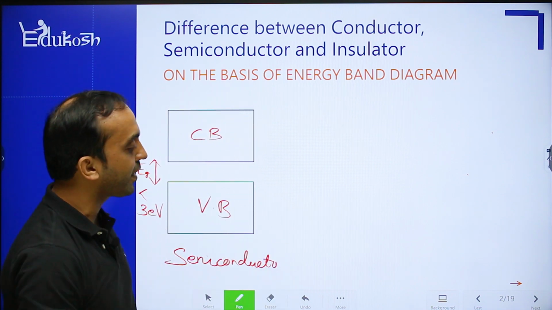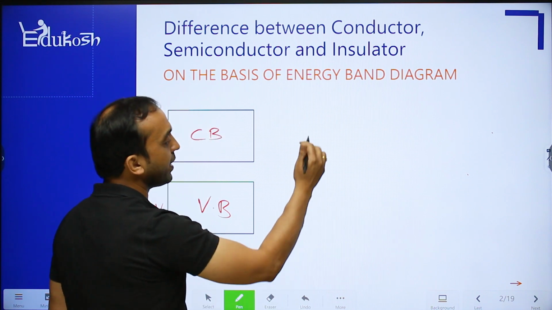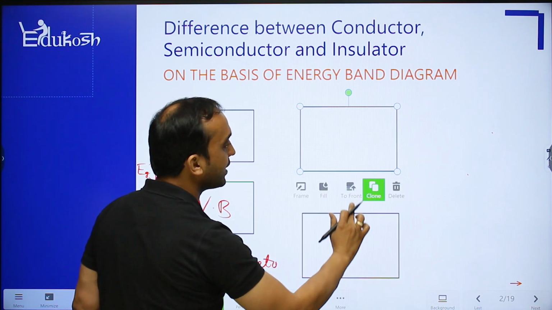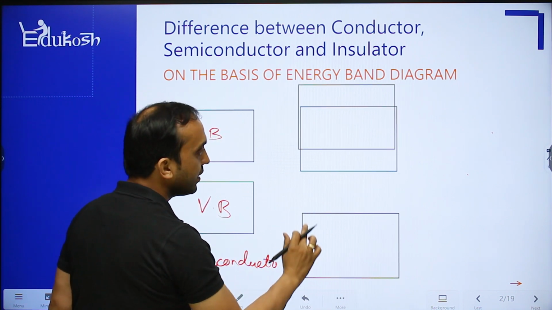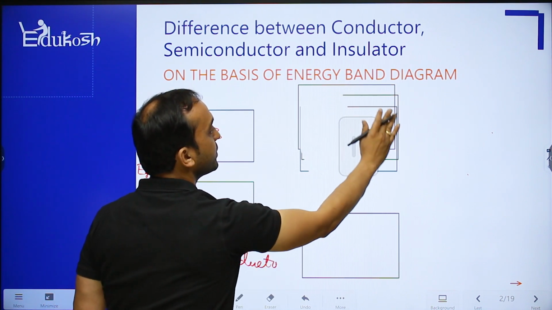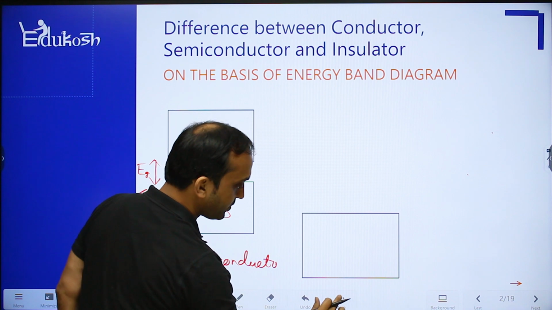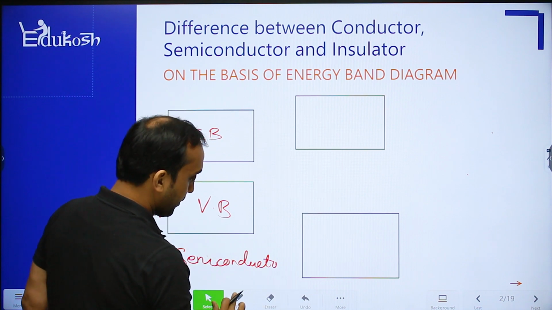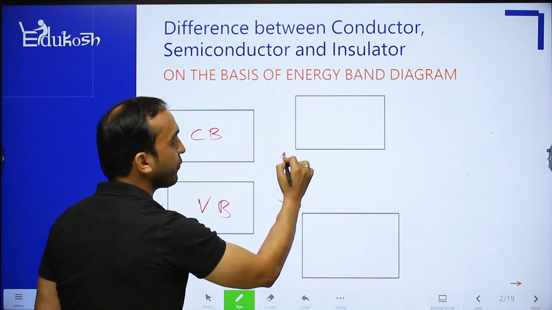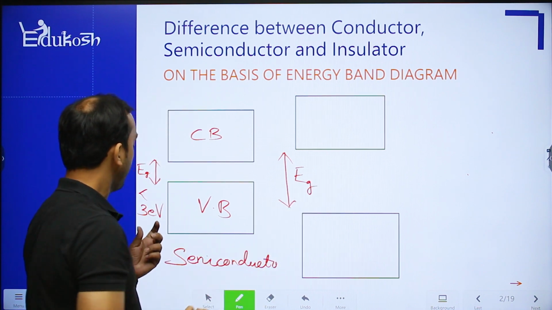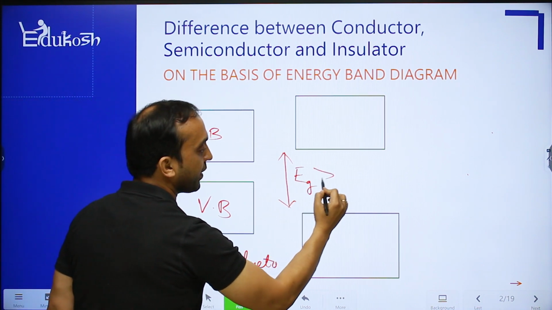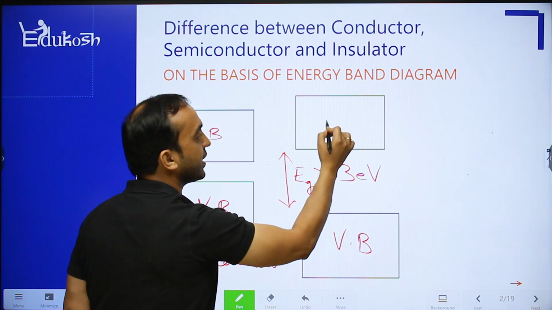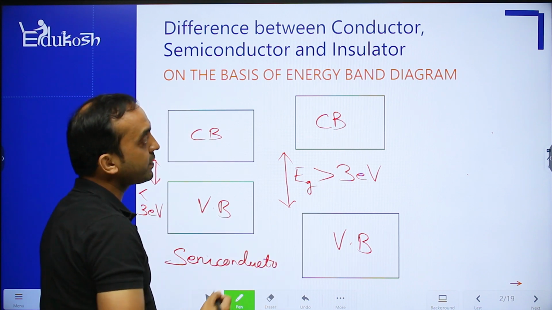Now let's see what happens in the case of an insulator. In the case of an insulator, this energy gap will increase and it will become greater than 3 electron volt. So this Eg value for the semiconductor was less than 3 electron volt, but for the insulator, this energy gap between the valence band and the conduction band will be greater than 3 electron volt. So this is for the insulator.